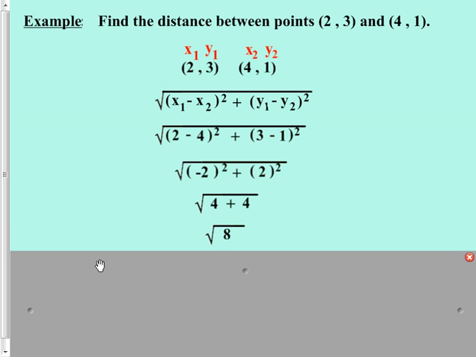Now, here's where things are going to get a little bit different. Your junior high teachers may have turned you loose with the calculator at this point in time. So you go to your calculator and you push square root of 8, and you would get something in the ballpark of 2.82 and so on. It's an irrational number, meaning it doesn't repeat and it doesn't ever stop. The decimal point goes on forever.